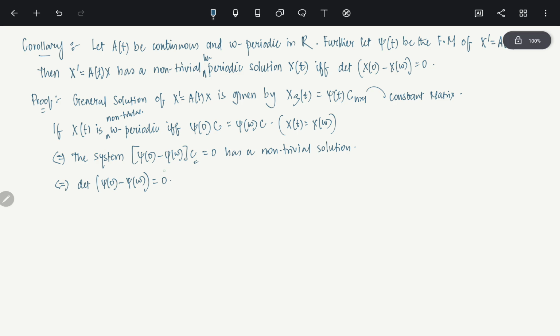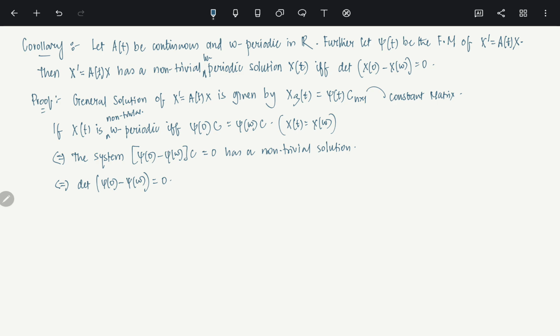If the determinant is non-zero, then this system has a unique solution, and the unique solution will be given by c equals 0. But since the system has a non-trivial solution, c not equals to 0 essentially. So basically, there is one entry which is non-zero. So hence this has to be true. Is this okay? So what did we prove?